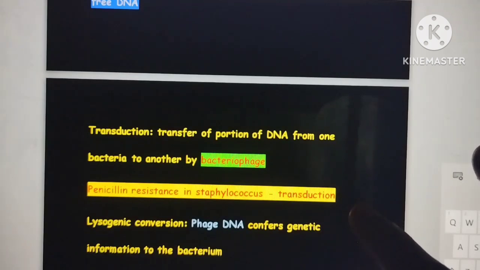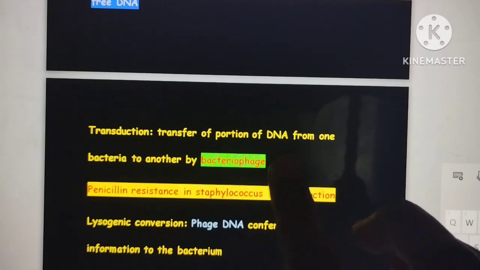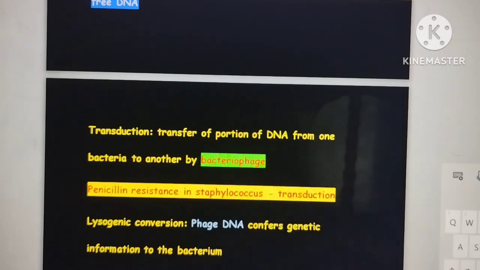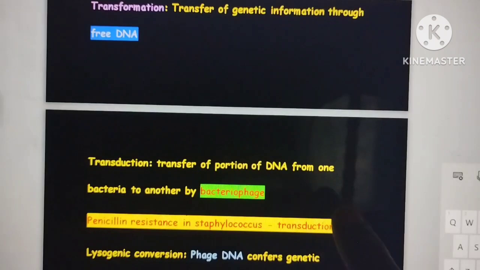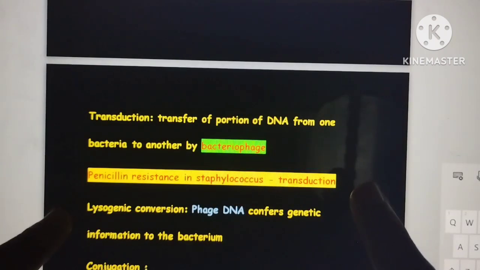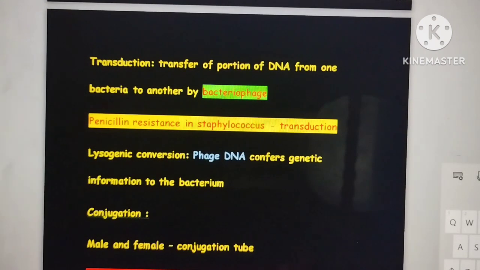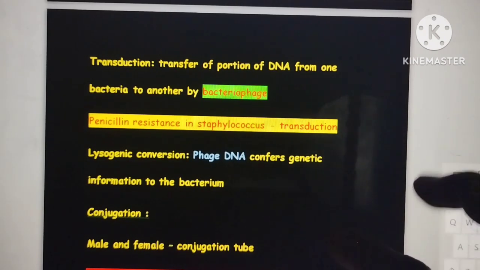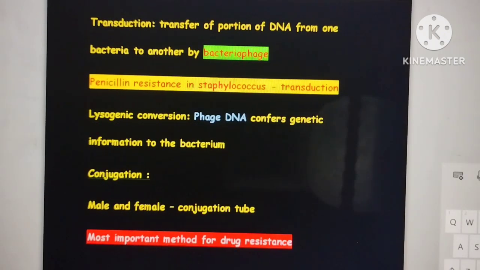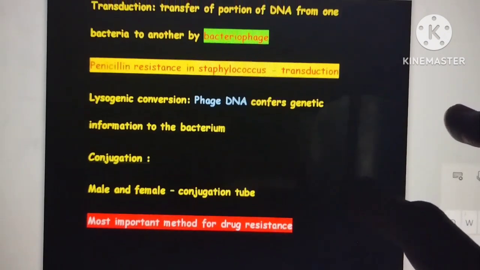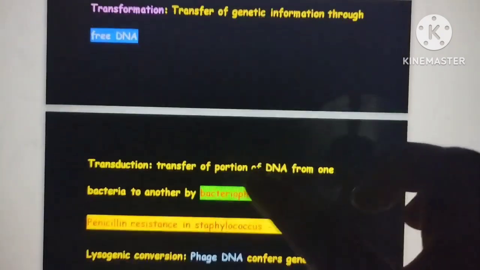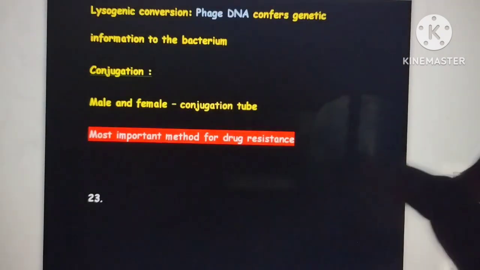Lysogenic conversion: here the bacteriophage is also involved, but mainly the phage DNA itself confers the genetic information to another bacterium. So transformation is free DNA, transduction is by bacteriophage, lysogenic conversion is by phage DNA, and conjugation, as you know, is like mating of male and female, usually by the conjugation tube, and it is important for drug resistance. Again friends, this has been asked in exams, the highlighted ones. So we want to know the definitions for all.